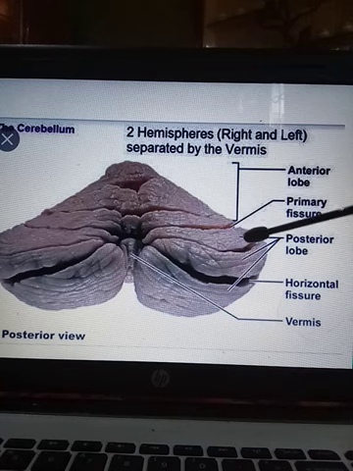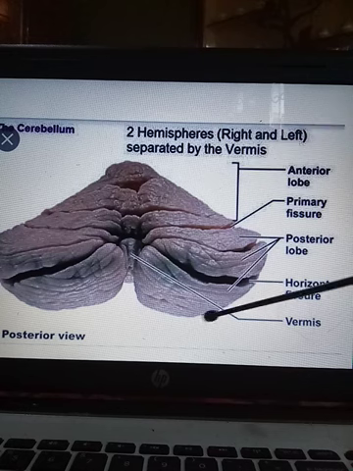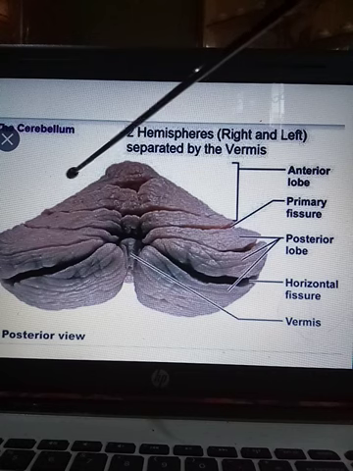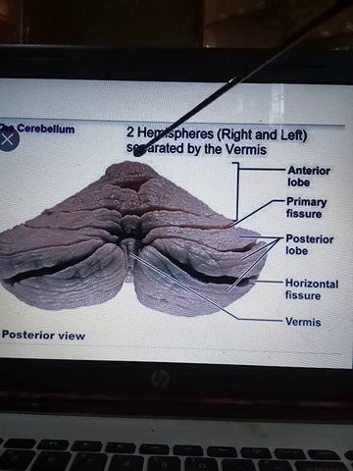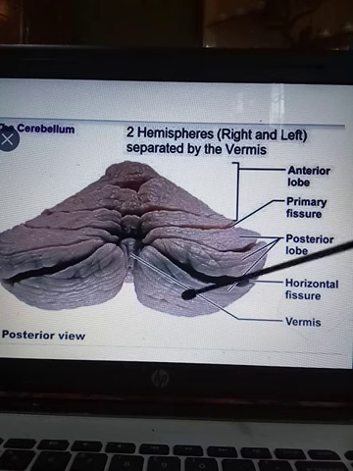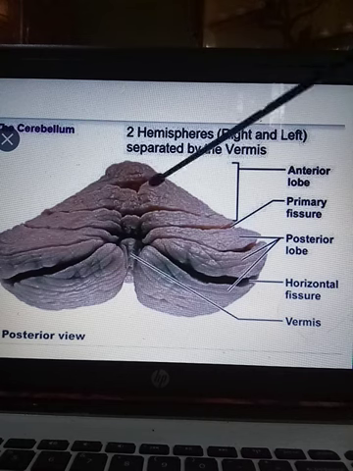See this. This is the posterior view of the cerebellum. As you can see in this picture, your cerebellum has first of all two hemispheres. This is one hemisphere and this is the other. Basically, some students had confusion about these fissures, so here the picture is quite clear.